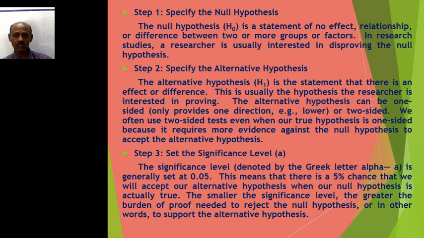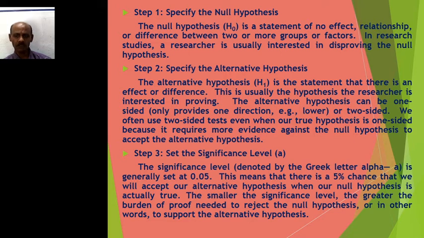The null hypothesis H0 is a statement of no effect, relationship, or difference between two or more groups or factors. In research studies, a researcher is usually interested in disproving the null hypothesis. Step 2 is specifying the alternative hypothesis. The alternative hypothesis H1 or HA is a statement that there is an effect or a difference. This is usually the hypothesis the researcher is interested in proving.